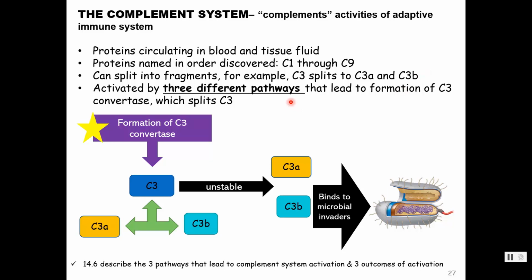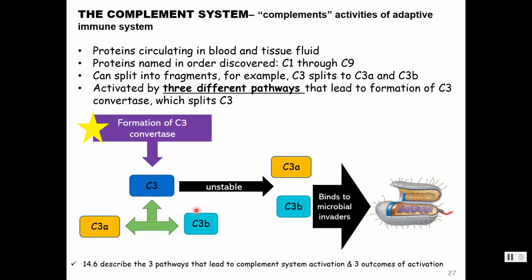There are 3 different pathways that lead to the formation of the common element that's going to kick off this cascade, and that is the formation of C3 convertase. C3 convertase is going to convert C3, which is in an inactive form, and split it into C3a and C3b. Then we're going to get that complement cascade, which we're going to look at in just a moment.